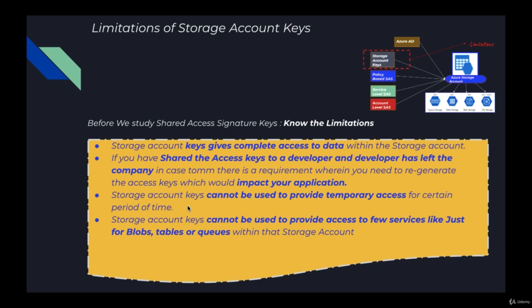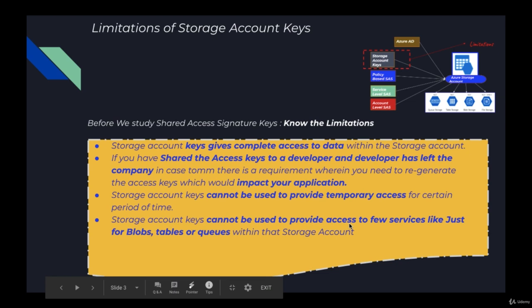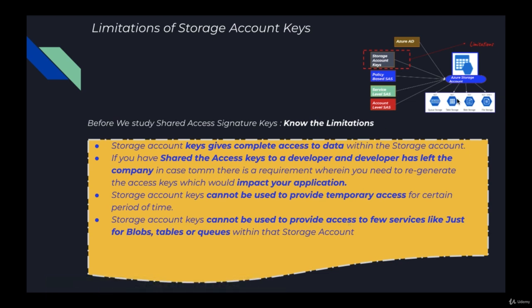The other thing is, as discussed, storage account keys cannot be used to provide temporary access for a certain period of time, which you can provide with the shared access signature key. You can provide the start time and end time, but with the storage account keys, that privilege is not there. And the other thing is, storage account keys cannot be used to provide access to just a few services, like just blobs or queues or tables. But with shared access signature keys, you can provide access to one or more services. As we discussed about service level, you can provide access to one resource, maybe queue, table, or blob. But with the account level, you can provide access to more services.